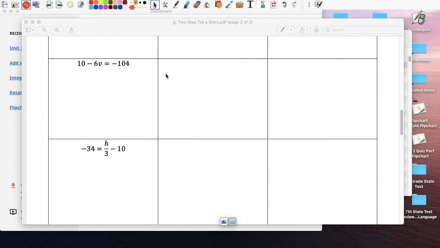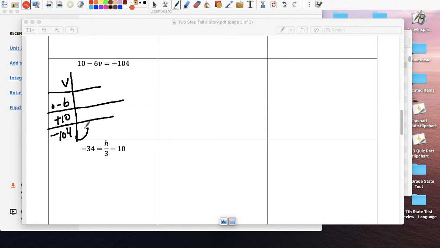Next one again. Let's do our story. Our variable is V. Is being multiplied by -6 and then +10. And that gives us -104. -10 divide by -6, right? The opposite, inverse operation. So our equation.